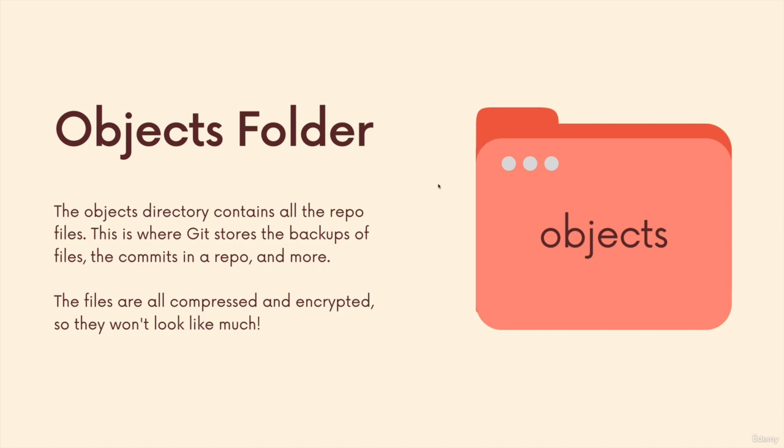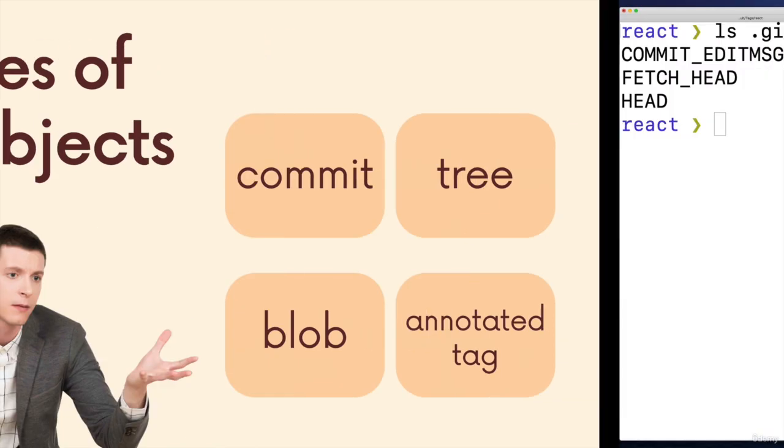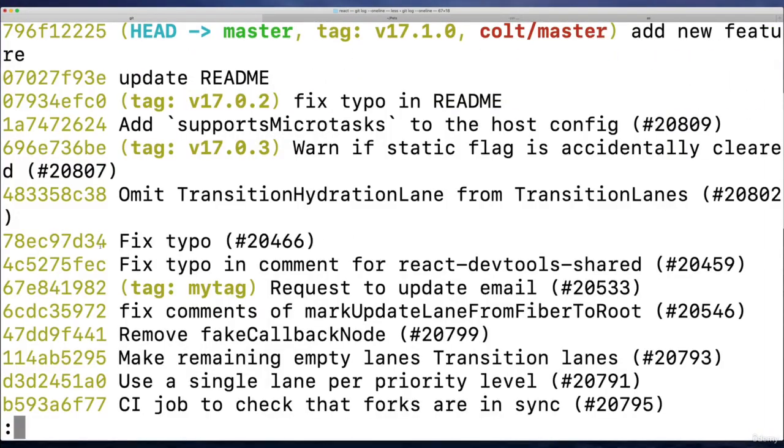But inside of this folder, there are really 4 different types of basic Git objects. And this is what we're going to spend a lot of time talking about in the next few videos. Those 4 types are commits, trees, blobs, and annotated tags. So these are 4 different things that are stored in this objects directory, really the core of Git. They're all going to be hashed. We've seen the commit hashes before, those long crazy strings. We're going to learn a lot more about those in the next couple of videos.